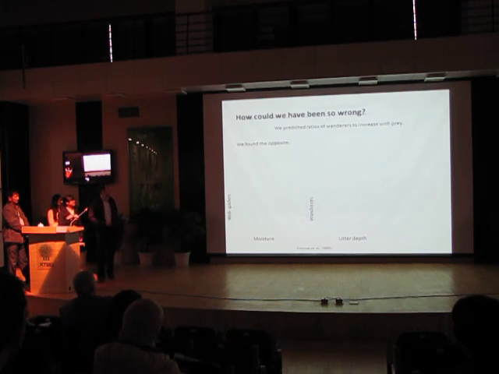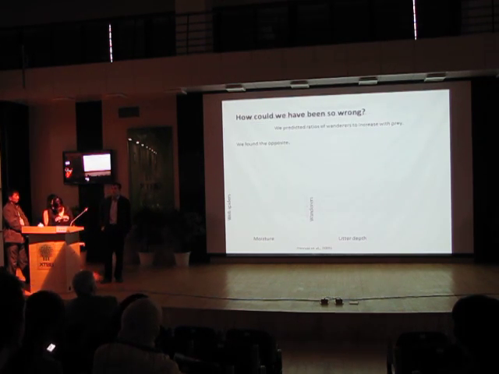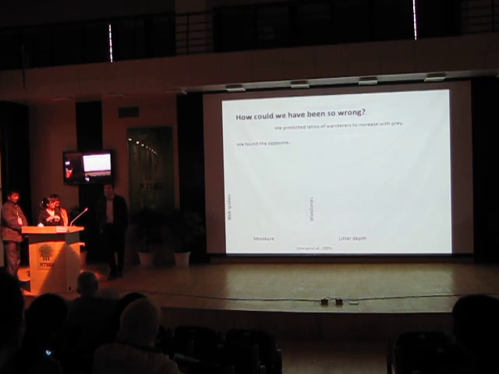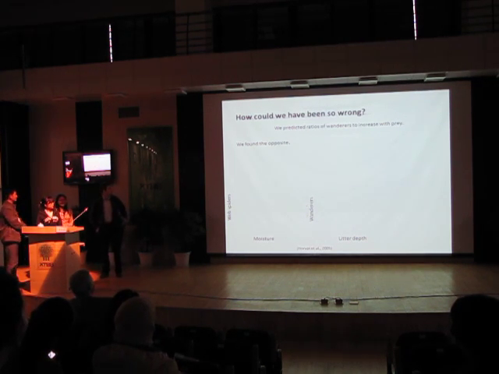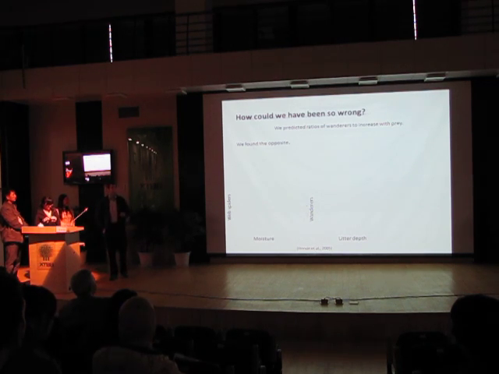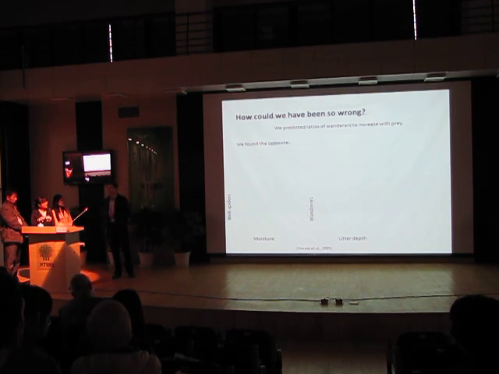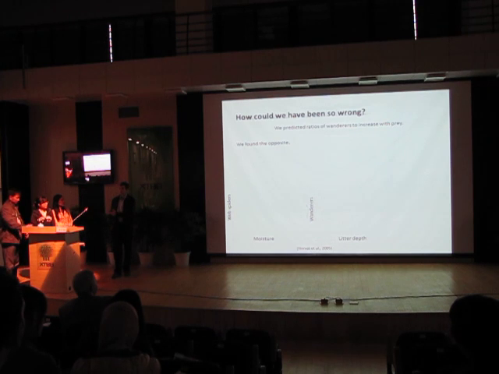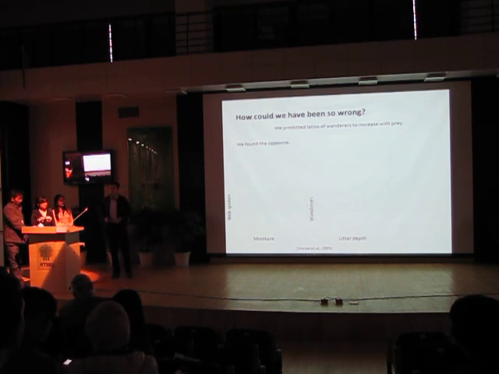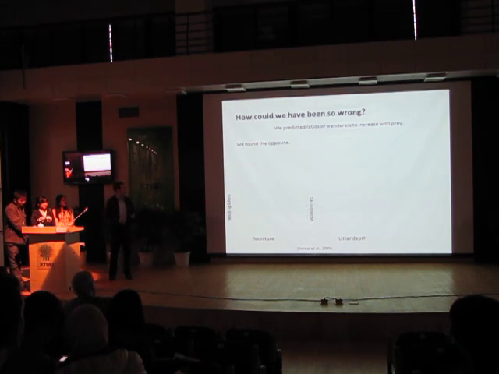All right, so how could we have been so wrong in our predictions? We did predict that the ratio would change with increased prey, but we also thought that wanderers would have a higher ratio with higher prey, because again, we thought they could follow prey. Unfortunately, we found the opposite, and we're trying to figure out why.